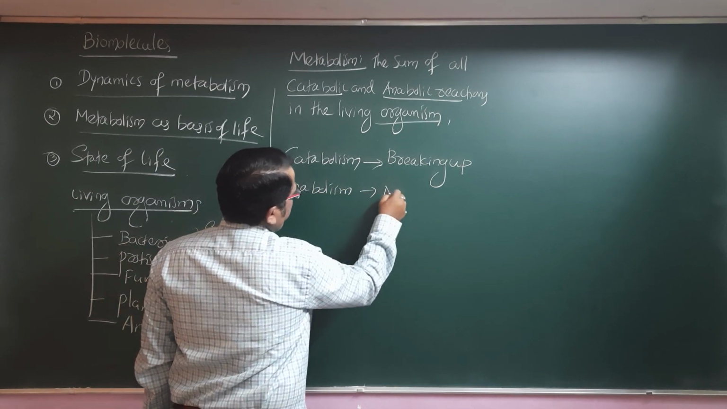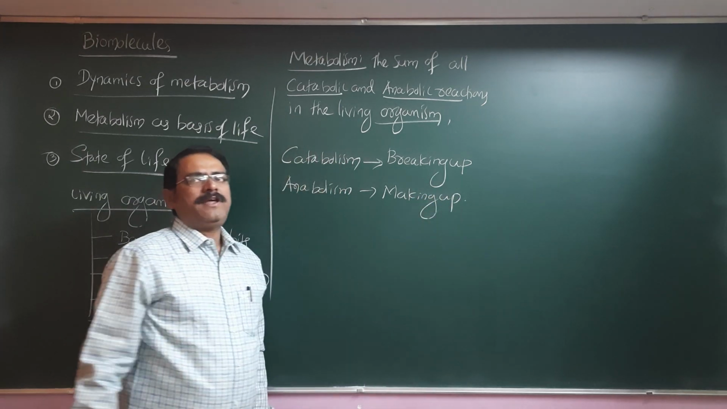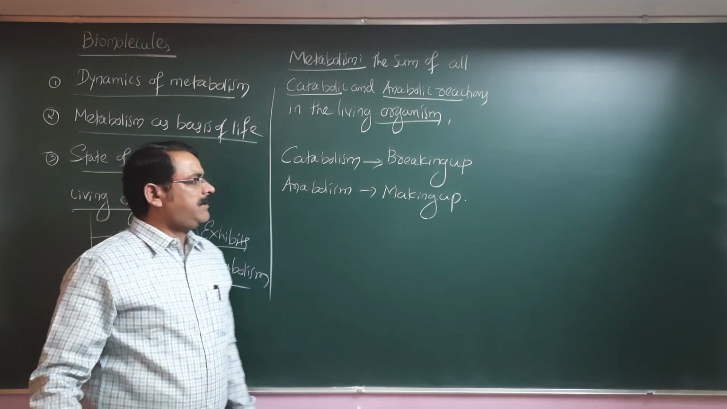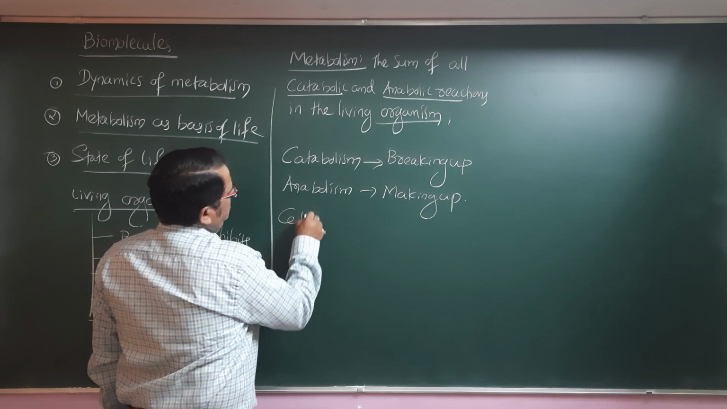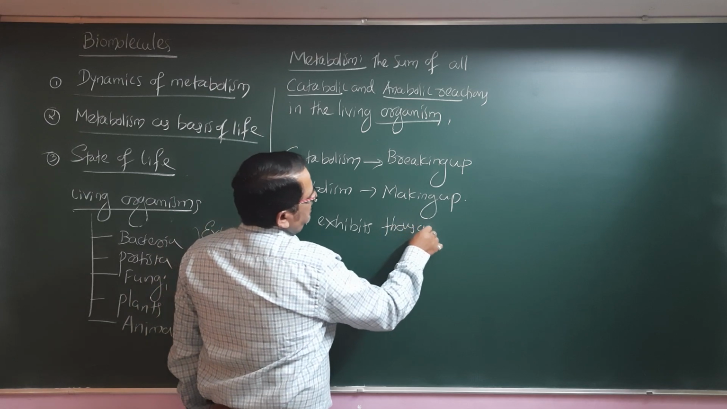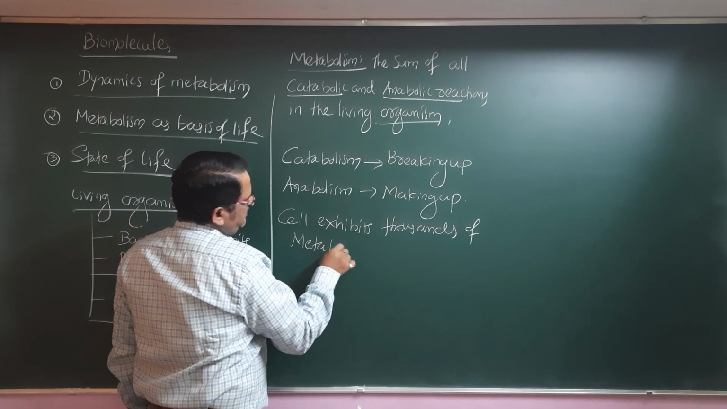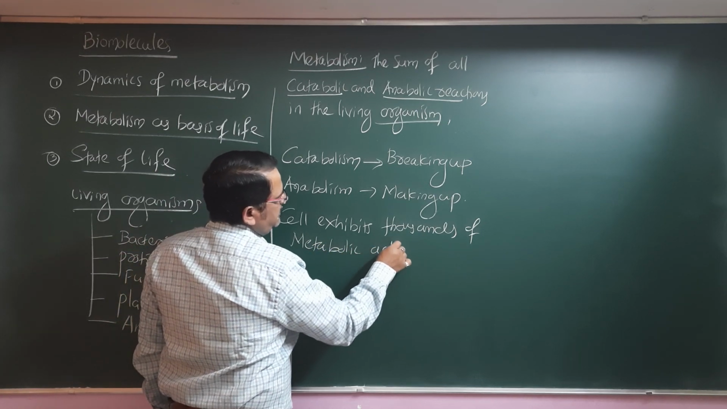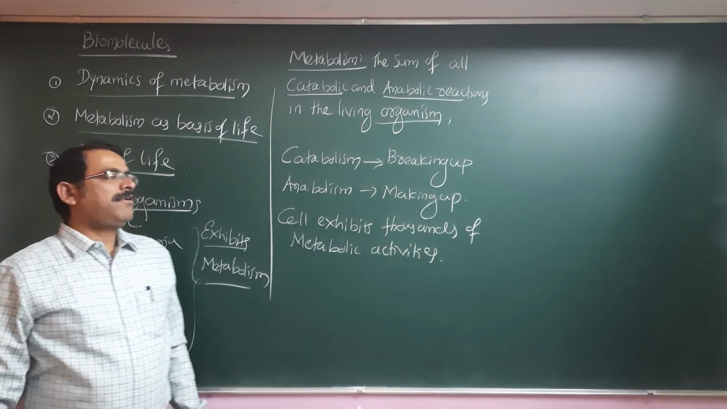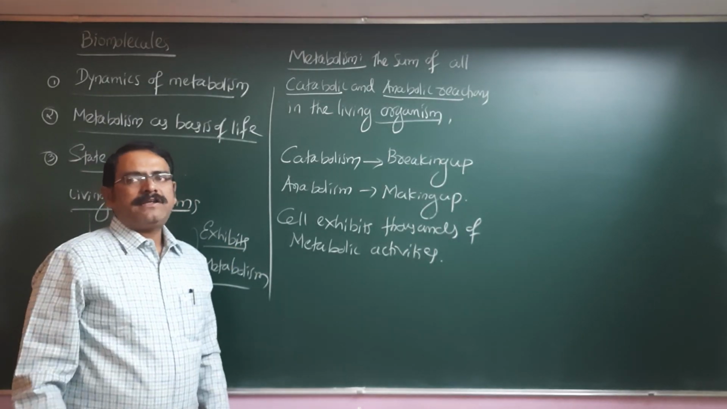Anabolism, we call it making up. So breaking up and making up keep on happening every now and then, alternately, in a living cell. A cell exhibits thousands of metabolic activities. That includes catabolism also, that includes anabolism also, and these metabolic activities are what?